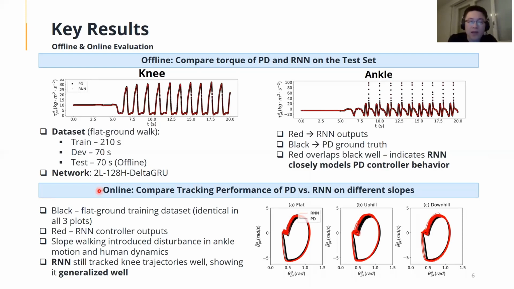For the online evaluation, we compare the tracking performance of PD controllers and the RNN controller on different slopes. As you can see from the plots, the black curve is the flat ground training dataset, which is identical in all 3 plots. The red curves are the RNN controller outputs. Slope walking introduced disturbance in ankle motion and human dynamics. The RNN still tracked knee trajectories well, showing it generalized well.